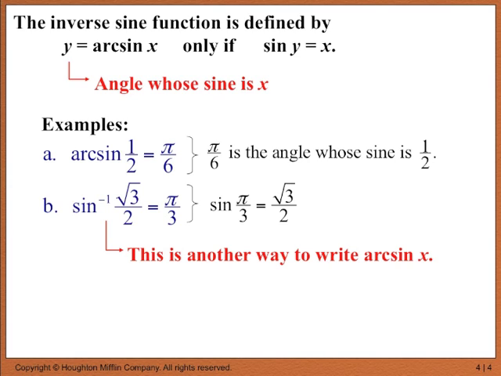And of course, for example B, you can confirm this by looking at your unit circle. Remember that the unit circle is your best friend for trig, and it's very useful. You can use it for a lot of things. You can see that the point on the unit circle that borders that pi over 3 sector has a y-coordinate of root 3 over 2. That is the sine of pi over 3. Therefore, the inverse sine of root 3 over 2 is pi over 3 because it's the angle whose sine is root 3 over 2.